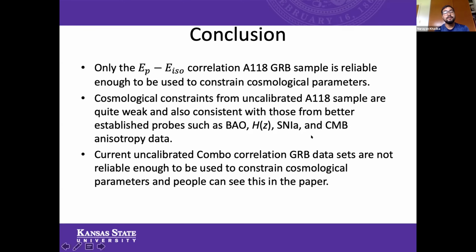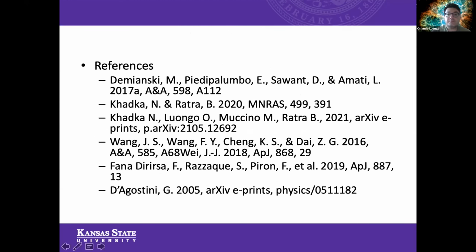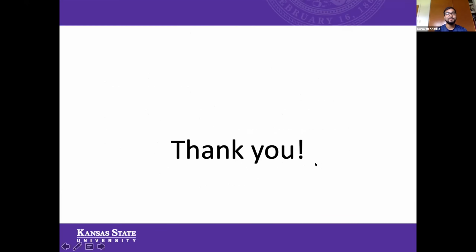And there is another correlation called the Combo correlation, and we have used that Combo correlation for the GRB data set. But here I haven't presented those results. Current uncalibrated Combo correlation GRB data sets are not reliable enough to be used to constrain cosmological parameters. And people can see this in the paper. That is my presentation here. Okay, so there are some references, and yeah, thank you.